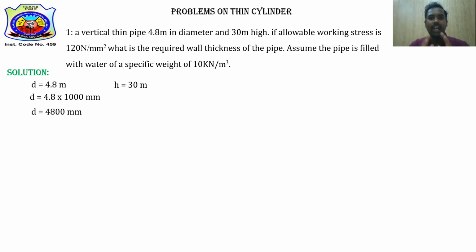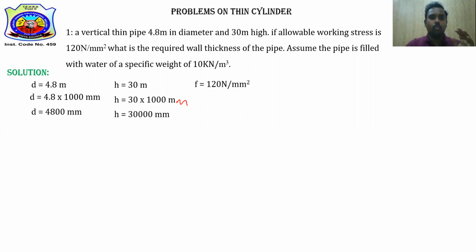Next, height h is equal to 30 meter. Again I need to go for the unit conversion, that is h equals 30 into 1000 mm. In place of meter I'll put 1000 mm, so h equals 30,000 mm. This is mm, students. So next, F is equal to 120 Newton per mm square, and it doesn't need any unit conversion.